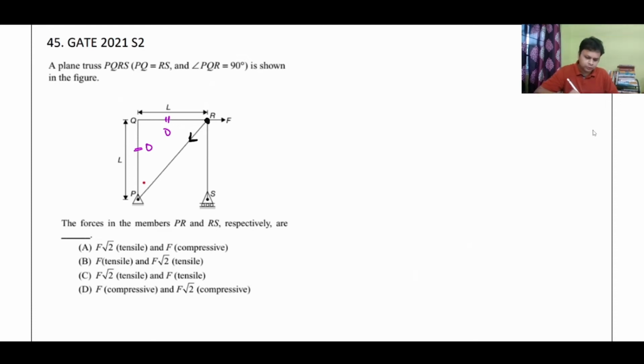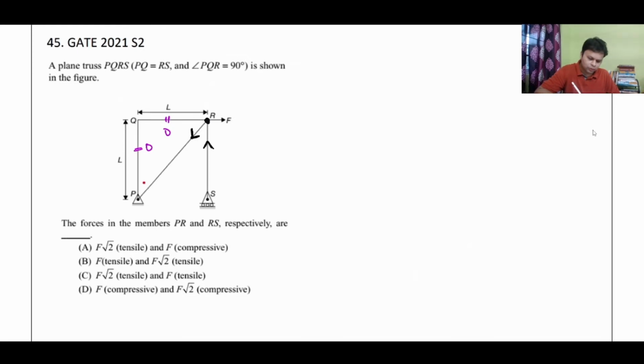This is not possible. If you see, the net force will be towards right. This is not possible, right? So the only combination that is possible is this. Only combination possible is this, right?